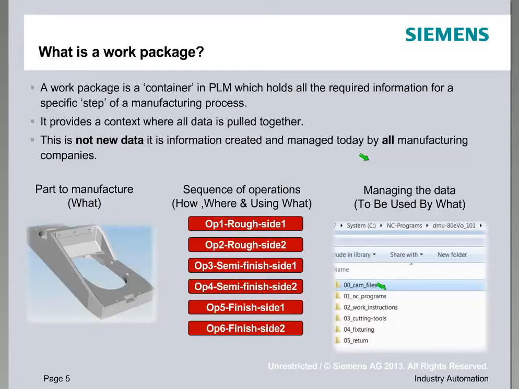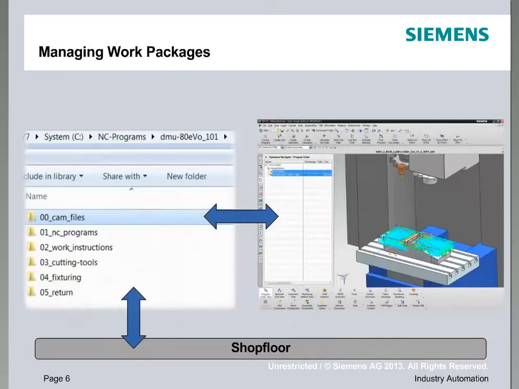So, as we said, it's not new data. The concept of an NC package within Siemens is really just about taking data that you have today, that you manage in a different process today, and making it more usable, making it more available. So again, if we think about managing work packages, today when we use NX, we create our NC programs, we store the NX part files into this folder structure.